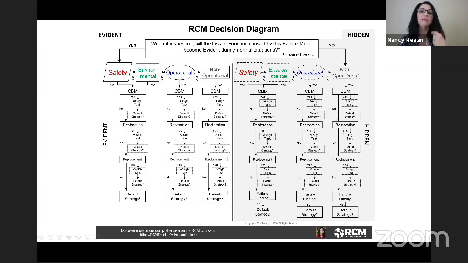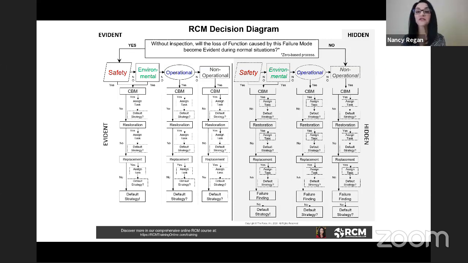Remember I said my mentor taught me that we manage physical assets at the failure mode level or failure cause. I'm using these two synonymously, right? We manage them at the failure cause level. So now we take each failure mode in our analysis and we run it through our decision diagram, right? We assess whether it's evident or hidden. Usually our protective devices are hidden. What that means is like a pressure safety valve.